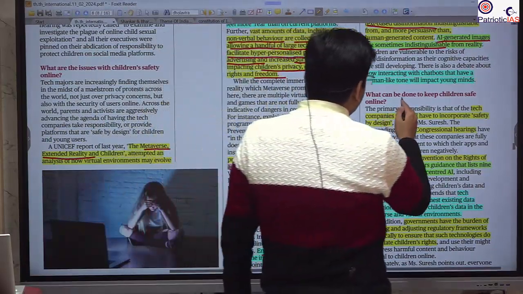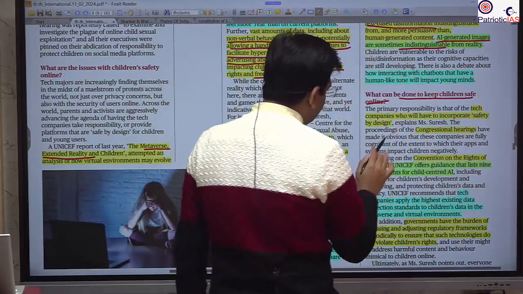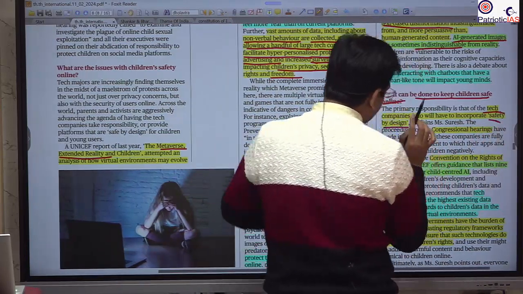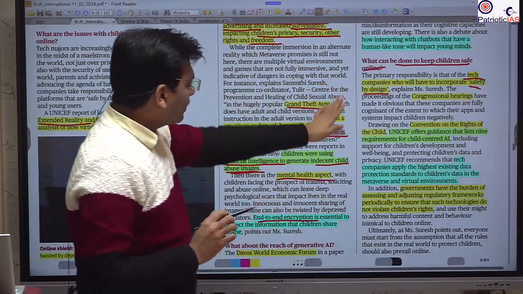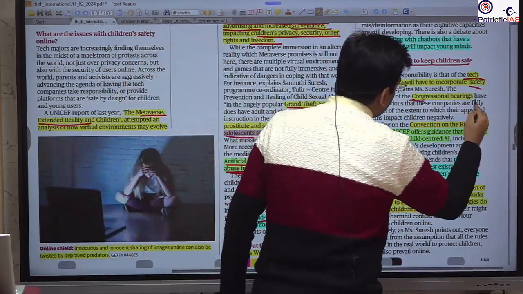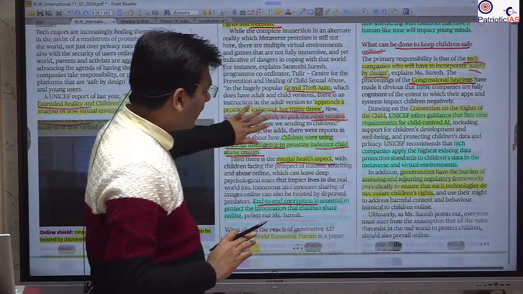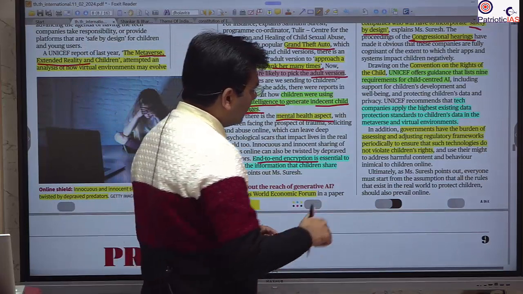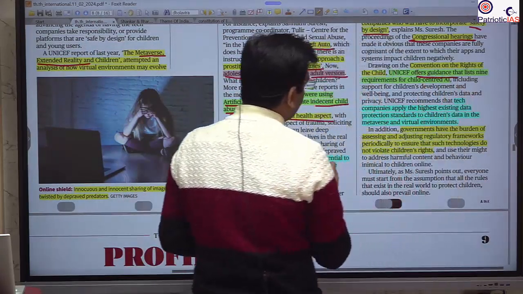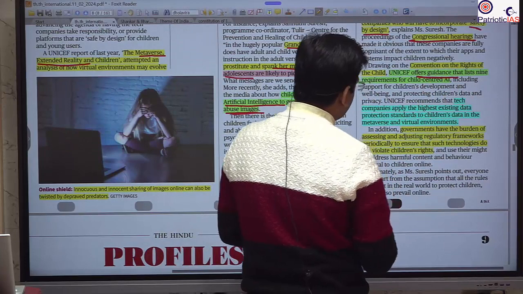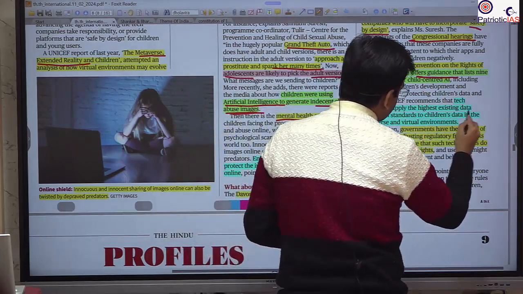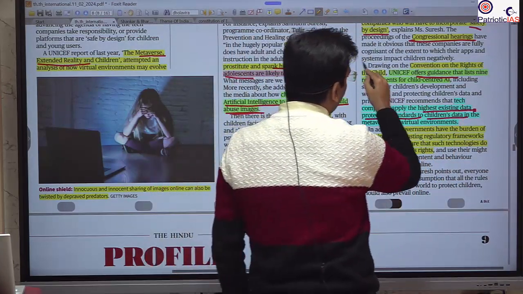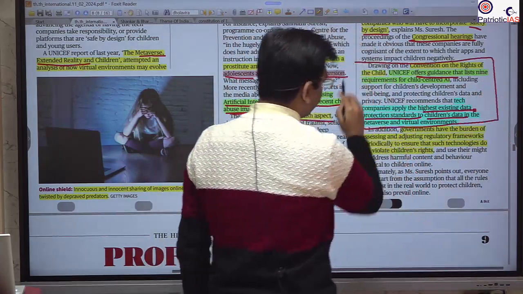Okay, so what can be done to keep children safe? The first thing is that the tech companies have to take responsibility for safety measures. They have to bring in this safety, and by this congressional hearing that was going on, it shows that yes, they are careful, they are thinking about that. Besides that, UNICEF has also brought guidelines that should be followed by these tech companies, and the tech companies must apply the highest existing data protection standard for children's data. This is the utmost important as per this guideline.